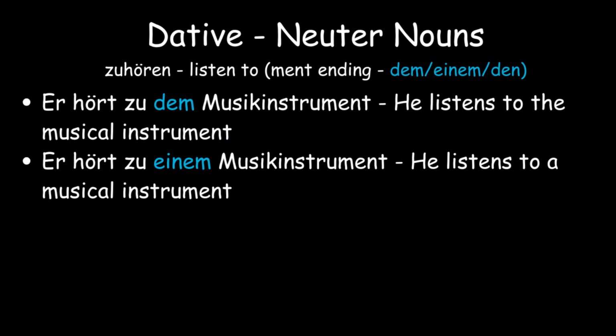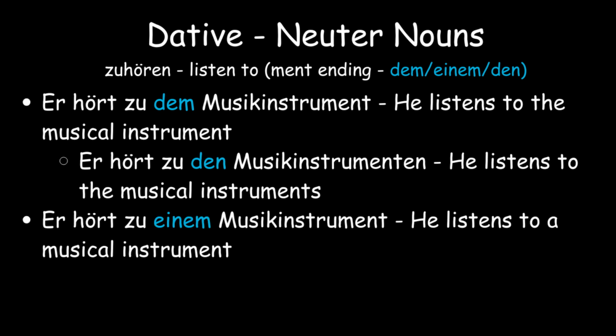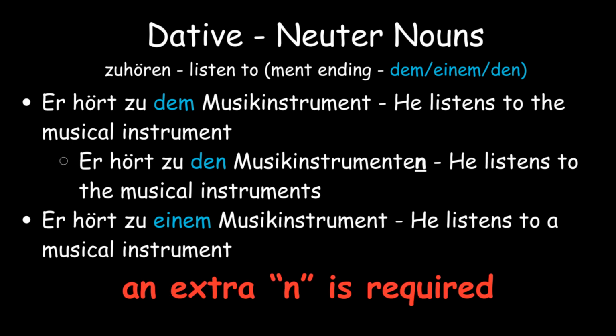Here, we have the verb zuhören. Hört zu dem Musikinstrument. Hört zu einem Musikinstrument. To pluralize it, change the article and noun. Hört zu den Musikinstrumenten. In this case, an extra N is required.